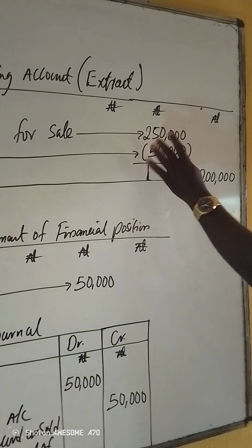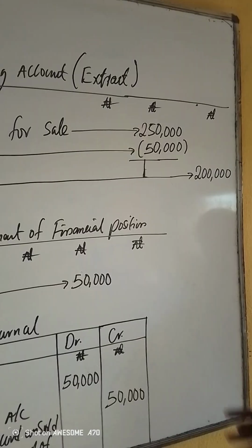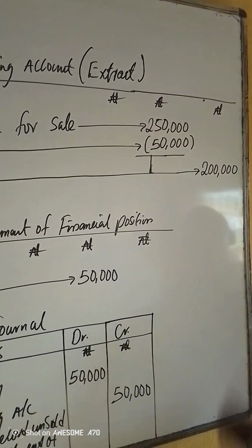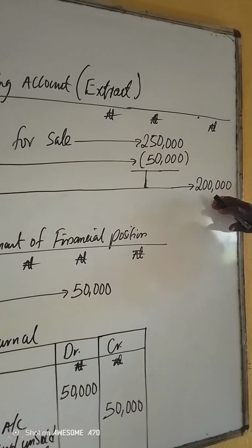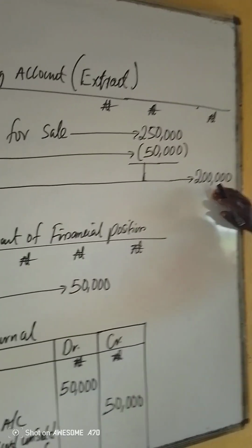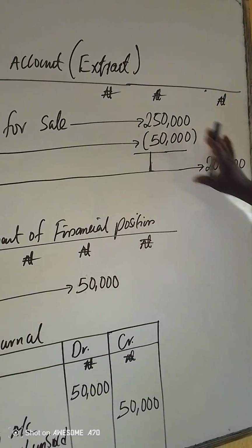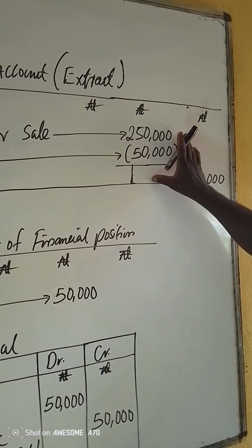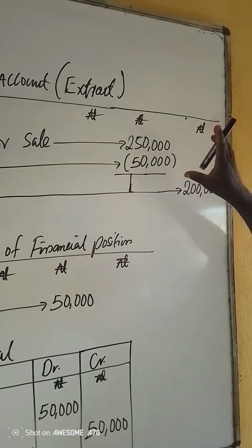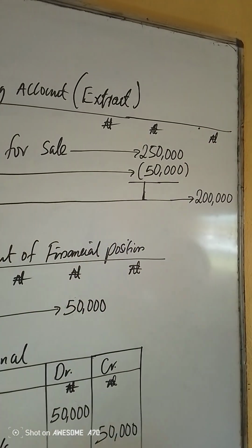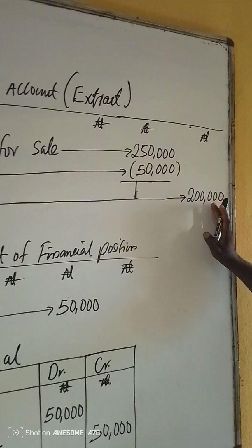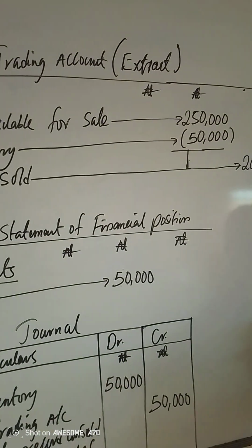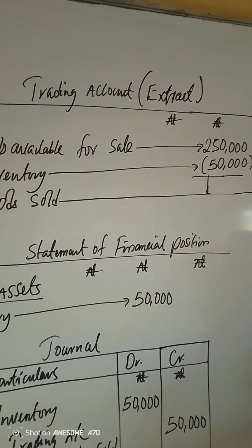So mind you, I told you that anything in brackets means deduction. If you deduct 50,000 from 250,000, you get 200,000, which is the cost of goods sold or what is called cost of sales. This is what is called an adjustment. So don't forget that you have to deduct closing inventory from cost of goods available for sale to get what is called cost of sales. This is all about how you treat it in the trading account.